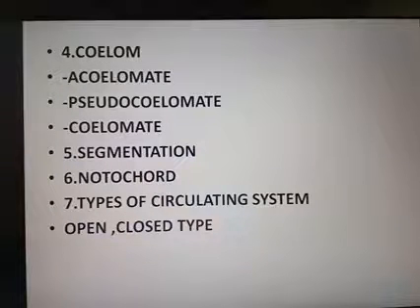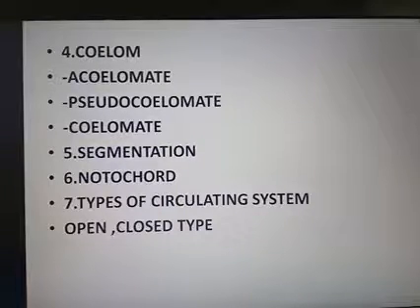The next, fourth basis of classification, is coelom. Coelom means body cavity. On the basis of the coelom, the organisms are classified into acoelomate, pseudocoelomate and coelomate. So what is the coelom? A mesodermally lined cavity between the body wall and the digestive tract is called coelom.